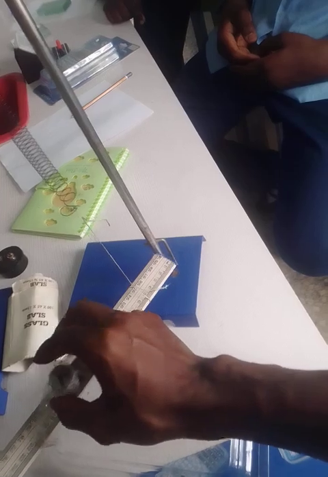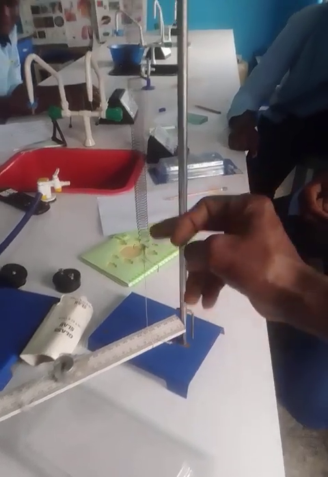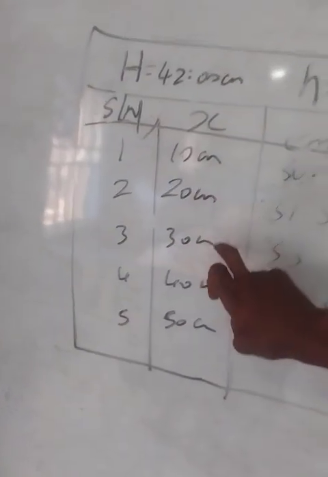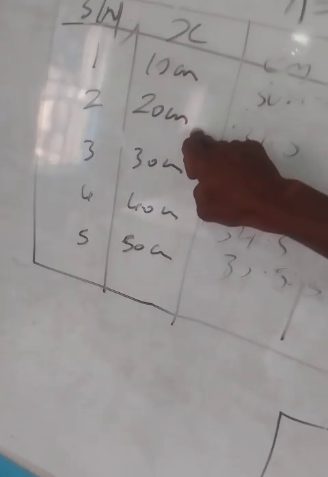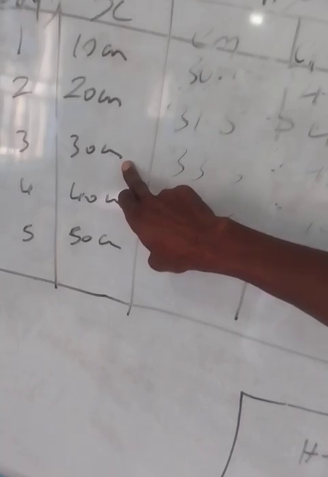You are going to calculate the length of the spring with the corresponding height, with the corresponding length of each mass, because each mass should be at least 100 grams. 100 grams when it's at 10 centimeters, 100 grams when it's at 20 centimeters, 100 grams when it's at 30 centimeters. So we are going to plot a graph. All these are the things they will ask you to do.